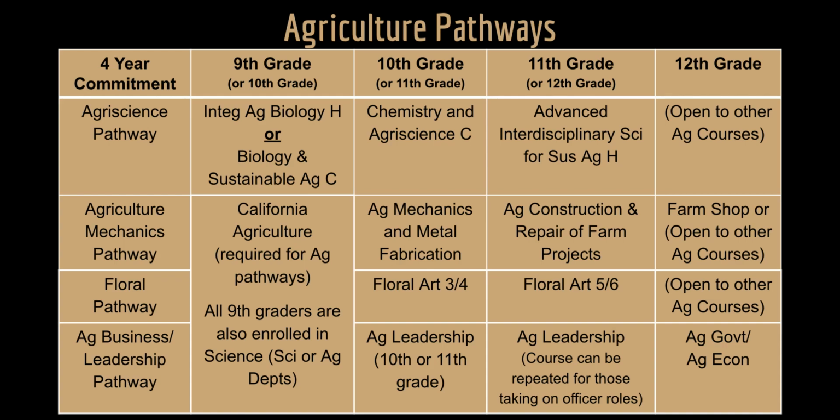For students who are interested in taking just one of the other 3 pathways and not the agri-science, the recommendation is in the 9th grade, you take the Cal Ag course. And then again, you would start the other courses in the 10th or 11th grade.